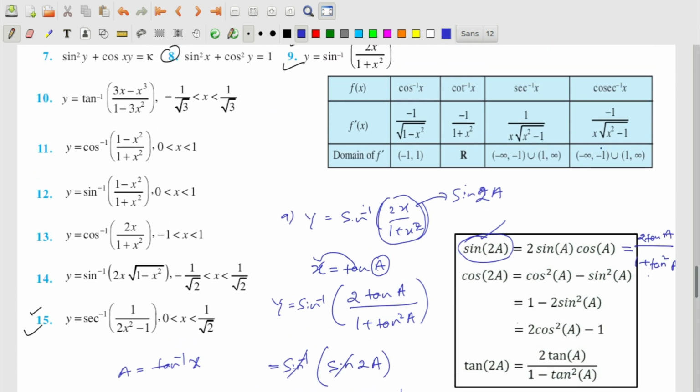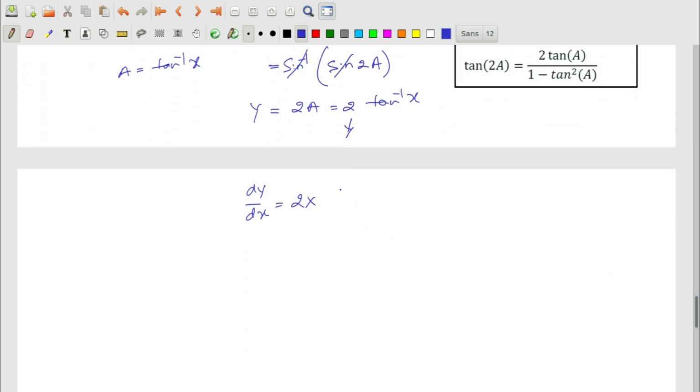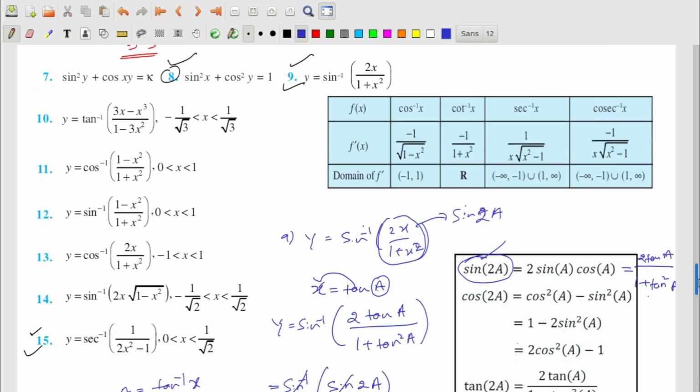What is the derivative of tan inverse x? The derivative of tan inverse x will be 1 divided by 1 plus x square. So this is the required derivative for question number 9, that is y is equal to sine inverse of 2x divided by 1 plus x square.